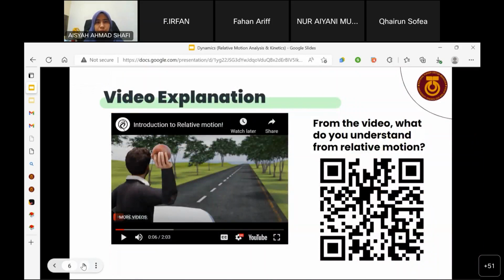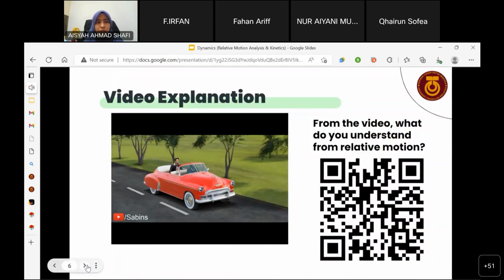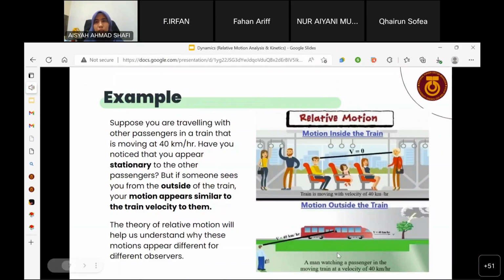Suppose you are traveling in an open car, just for fun. So it is the same example here. This is another example. Suppose you are traveling with other passengers in a train that is moving at 40 km per hour. Have you noticed that you appear stationary to the other passengers? That means when you are in the train, you look like you are not moving.